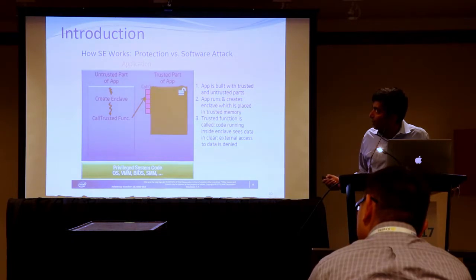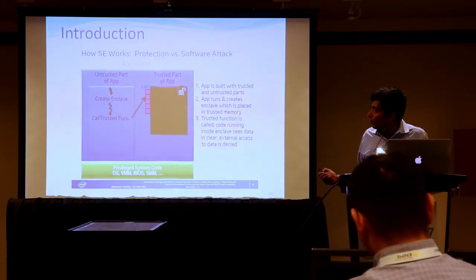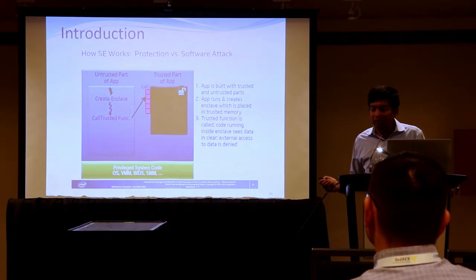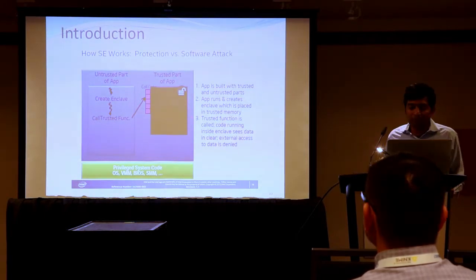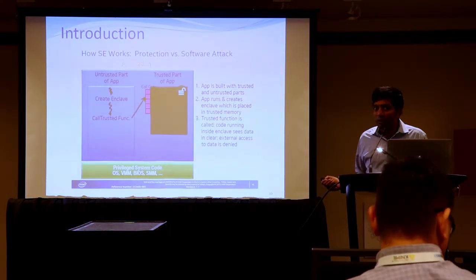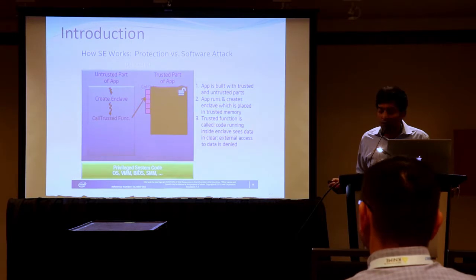So what I'm trying to say here is that your applications will have a trusted part and an untrusted part. The application is built with trusted and untrusted parts, and when it runs it creates an enclave, which is placed in trusted memory. A trusted function is called, and the code running inside the enclave sees the data in clear, while external access to the data will be denied.